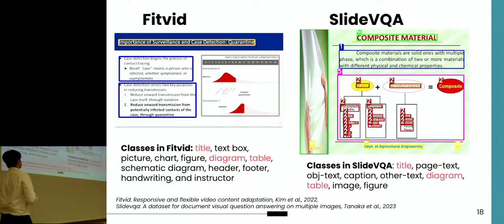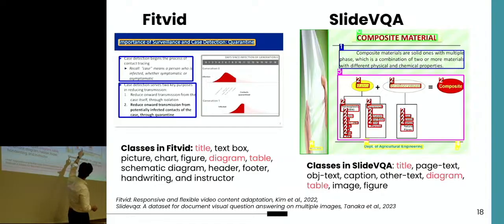What it means is that people who work on slides annotate for their applications. For example, the goal of FitVid was to hide the presenter, so they added an instructor class label into the dataset. But for SlideVQA, they don't need it, so they don't have it. And one important thing is that they have the object text class. The object text class is all the text on an image, right?